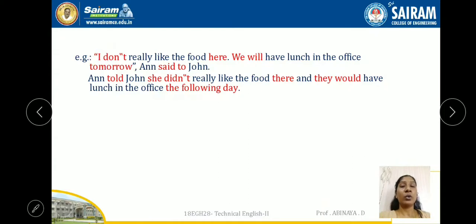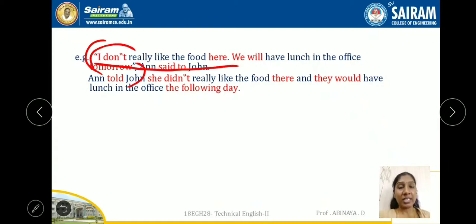I already told you, if the introductory verb is in the past tense, it will be either past or present. There cannot be any other verb. If it is in present, you need not change this. If it is past tense, you have to change the tense of the reporting verb. Let us see the first one: 'I don't like the food here.'